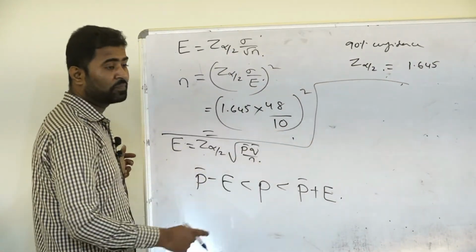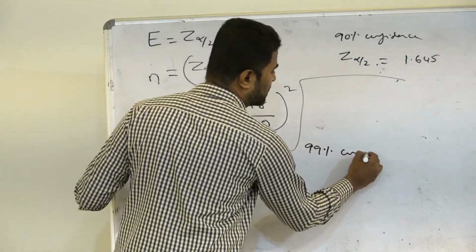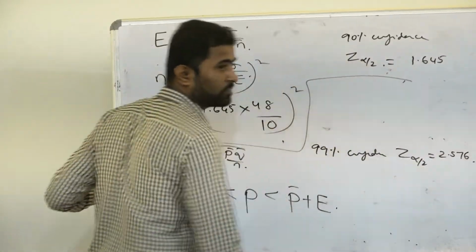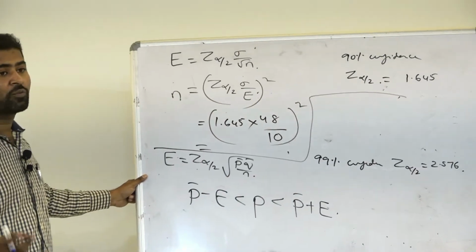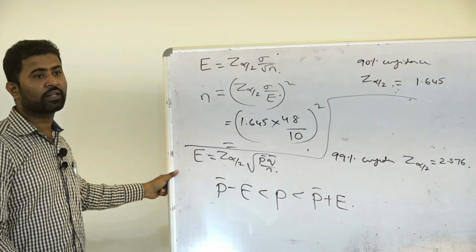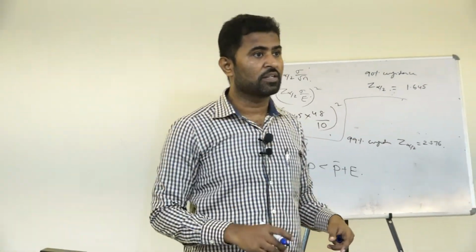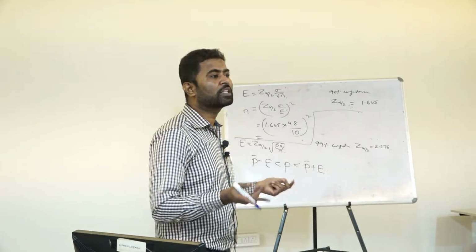Confidence given is 99%. So 99% confidence, then Z alpha by 2 is 2.576. And what is P and what is Q given? Look at that. How many experienced ill effects? 24 out of 160. So we have to calculate the proportion.